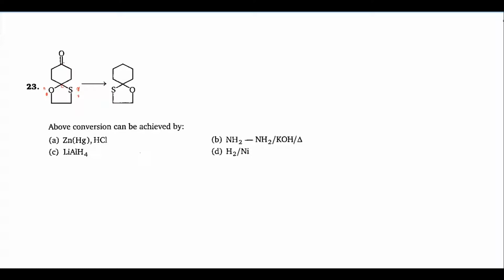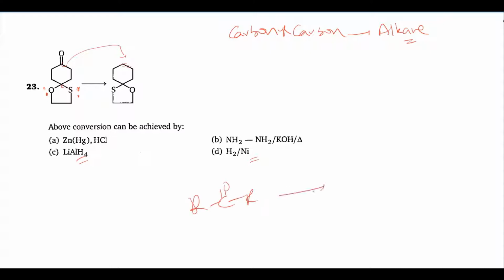First of all, C double bond O is converted to CH2. That means the carbonyl carbon is converted to an alkane. Lithium aluminum hydride and H2/Ni are not possible because the RC double bond OR is not treated with H2/Ni or LiAlH4. One hydrogen is added below and one more hydrogen above, giving RCHOHR.